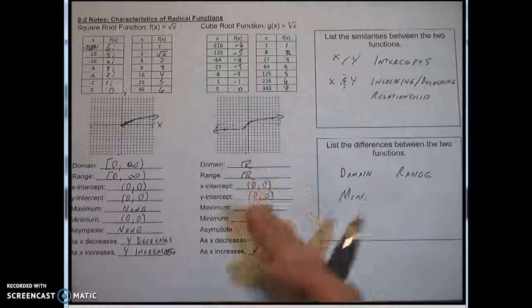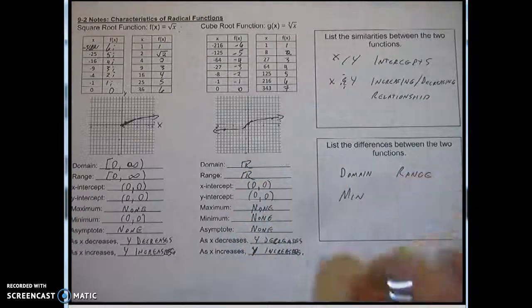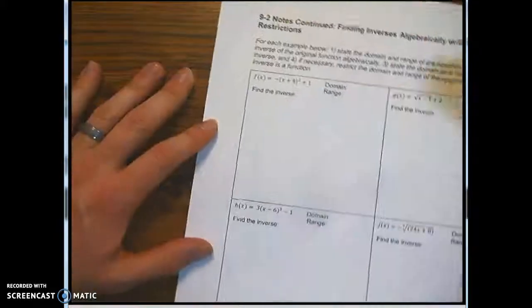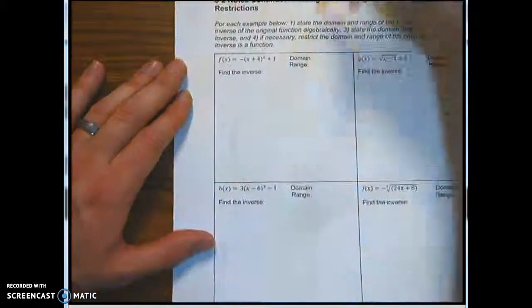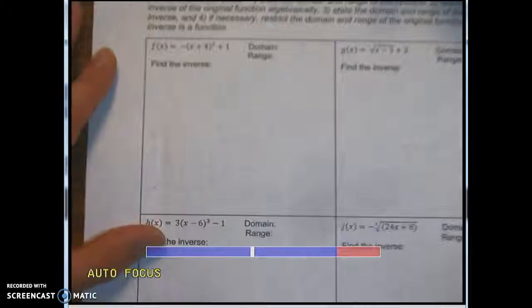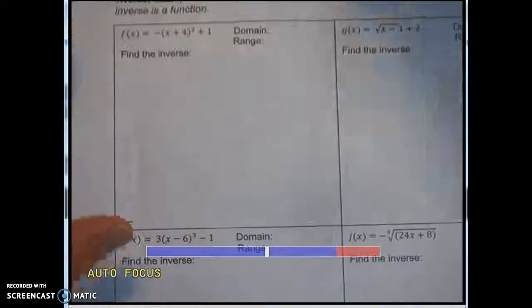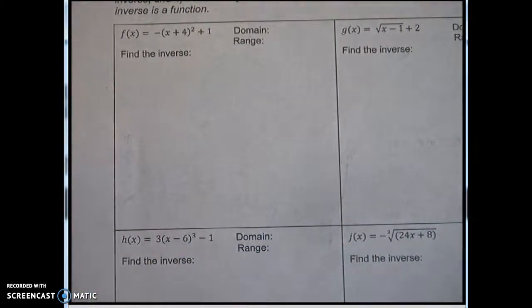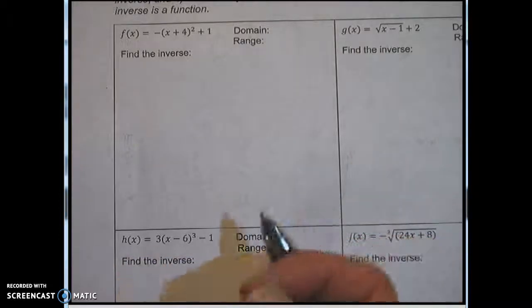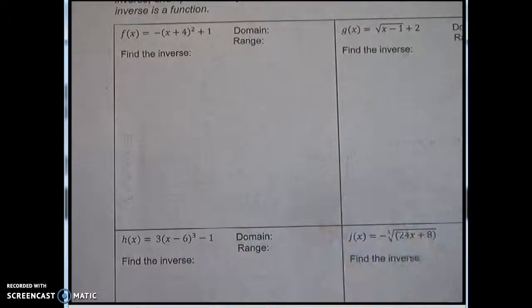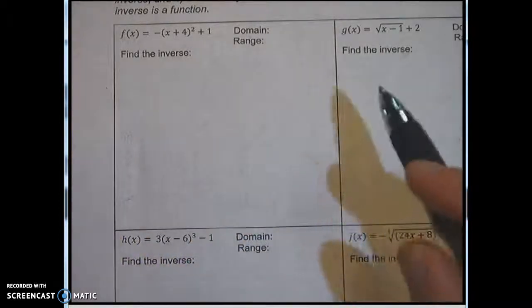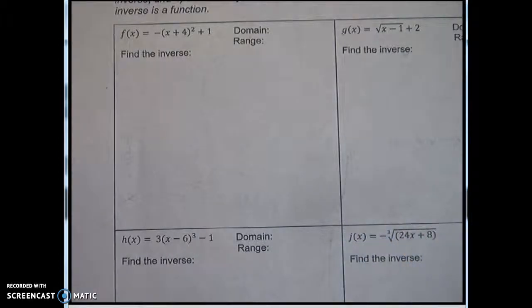Now that we've talked about the square and cube root functions, we're going to apply what we did last class to try and figure some things out here. So what I'm going to do is I've got a function. I want to find the inverse. But before I do, I'm going to state the domain and range of the function. I'm going to find the inverse, state the domain and range of that, and then say whether or not it's a function. And if it's not, then I'm going to restrict the domain on the original.